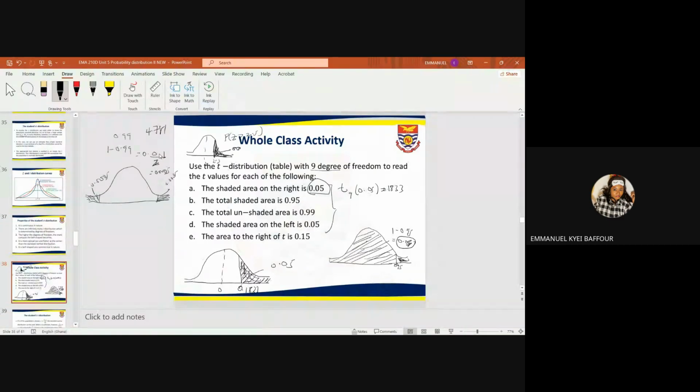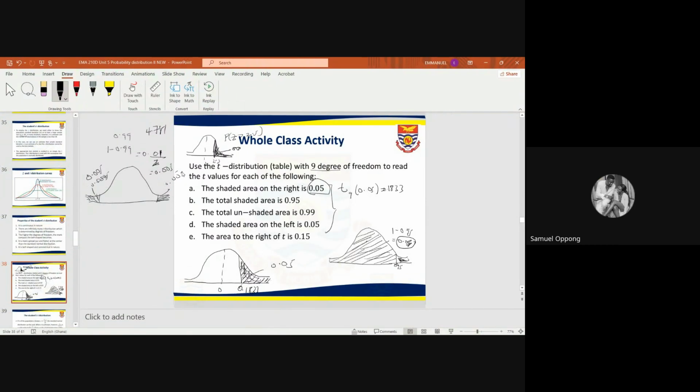So this should have been 0.01. Is that not the case? Because 1 minus 0.99 will give us 0.01. So that this will be 0.005. Yes, so do it that way. 0.005.